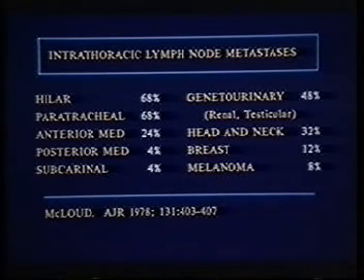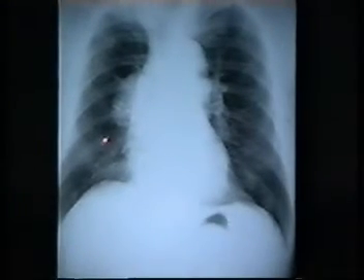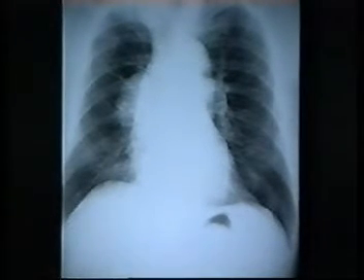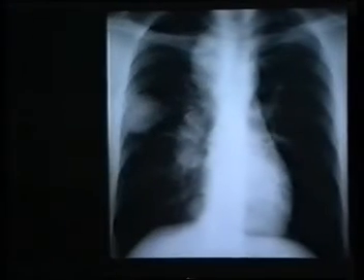The tumors that tend to do this are tumors of the GU tract, particularly renal cell carcinomas and testicular carcinomas, head and neck tumors, breast carcinoma, and melanoma in that order. On your right is a patient who has a renal cell carcinoma and a large bunch of right hilar nodes as a result of metastatic tumor from the renal cell.